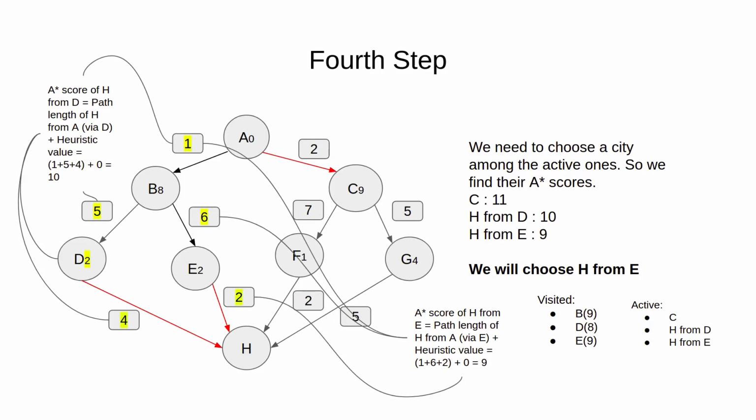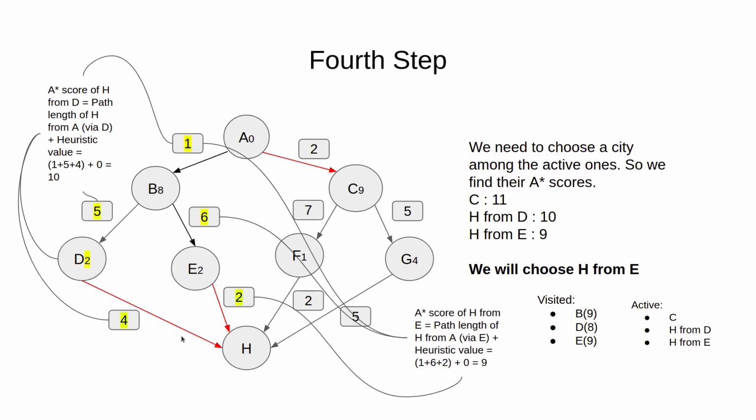In the fourth step, we have three options. We can go to city C from city A, or we can move to city H. Now we can move to city H either from E or from D. If we move from city E to H, then the A star score is 1 plus 6 plus 2 plus 0, that is 9.